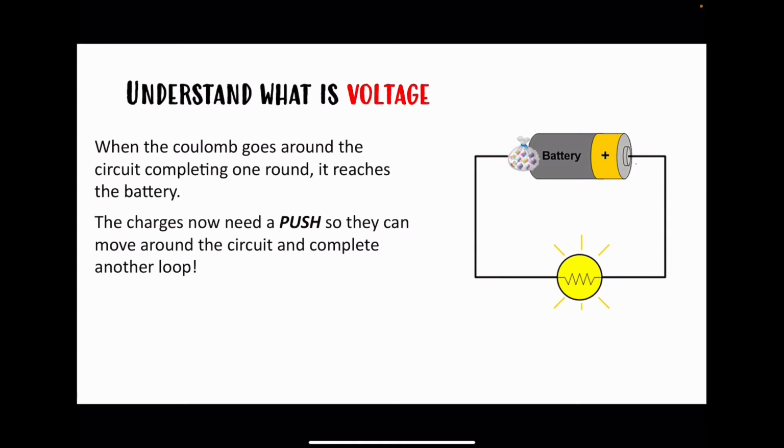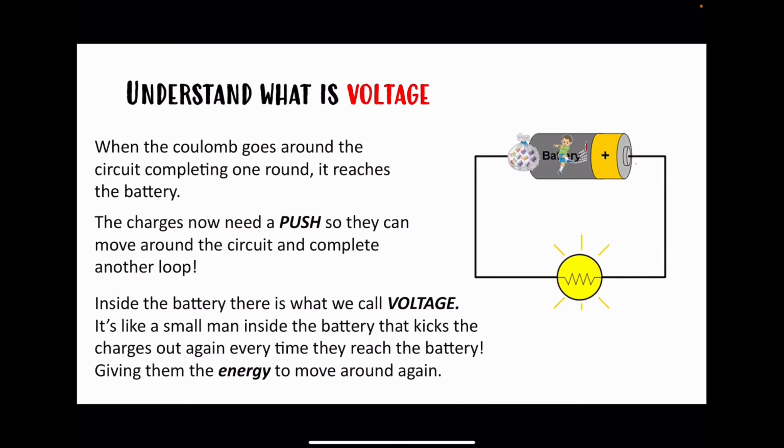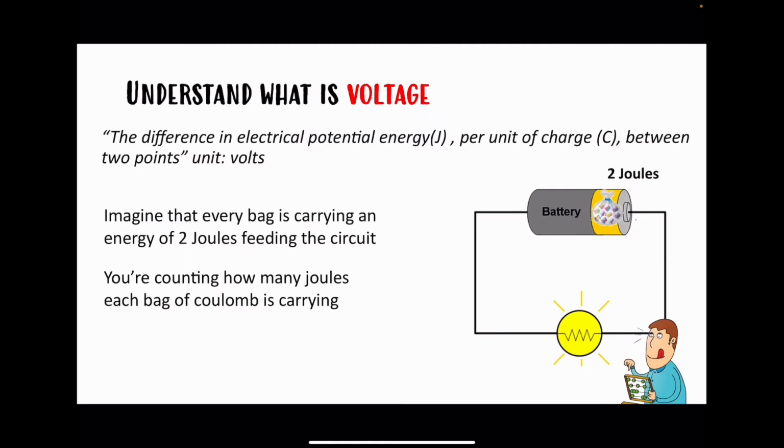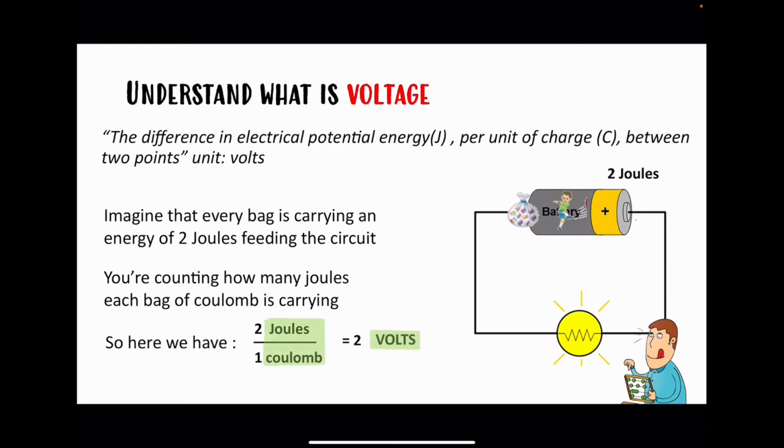Every time the bag of Coulomb reaches the battery, it needs another push in order to be able to complete the loop over and over again. So it's as if there's someone inside the battery that is pushing the bag outward every time, doing work, giving it energy in order to provide the bulb with the needed energy. Let's say that we pushed our bag with 2 joules of energy, then we can count 2 joules per bag, which is 2 joules per 1 coulomb, which means that instead of joules per coulomb, we can say this is 2 volts. So the battery is providing 2 volts in order for the current to flow.